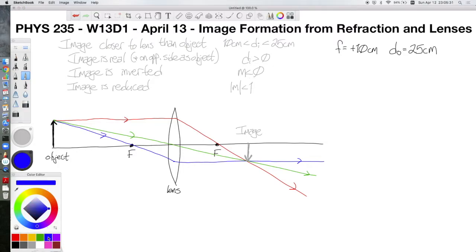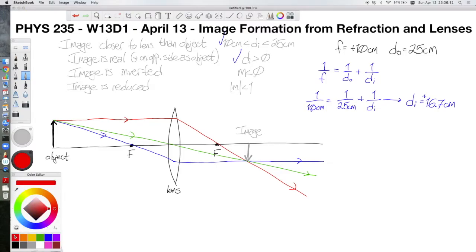So let's grind through the calculations and make this happen. First, we have our thin lens equation, 1 over f equals 1 over do plus 1 over di. So plugging in, we have 1 over 10 centimeters for our focal length equals 1 over 25 centimeters for our object distance, plus 1 over di, and we can solve for di and obtain the value of 16.7 centimeters. So our image distance is positive and in the range we expect.